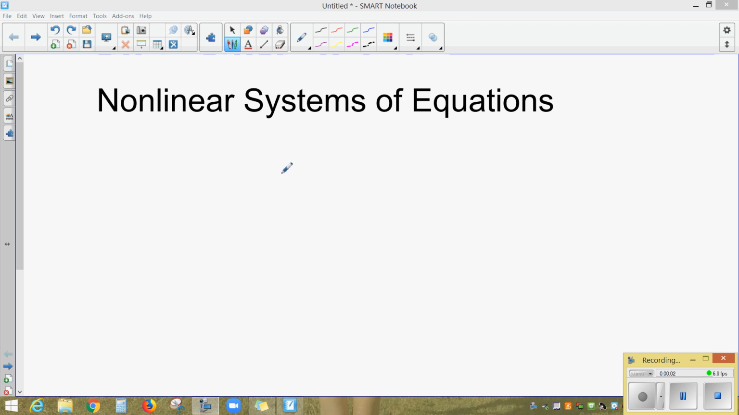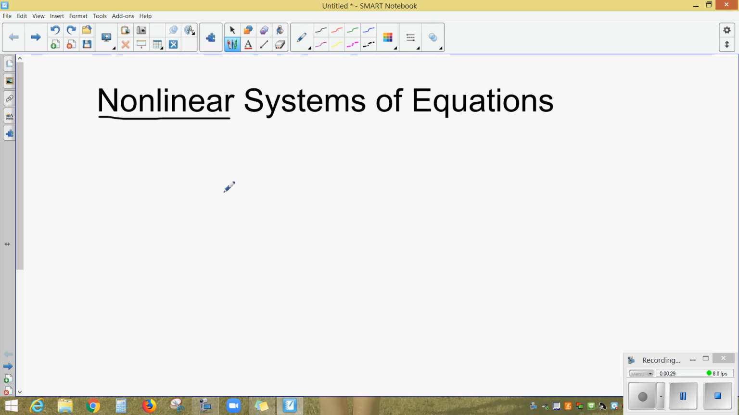The systems that we worked with in the last section were all linear equations, whether linear meant a straight line in 2 dimensions or a plane in 3 dimensions, or even maybe a bigger situation where I had 4 or 5 or 7 equations and variables. But in this section, we're going to talk about nonlinear systems.